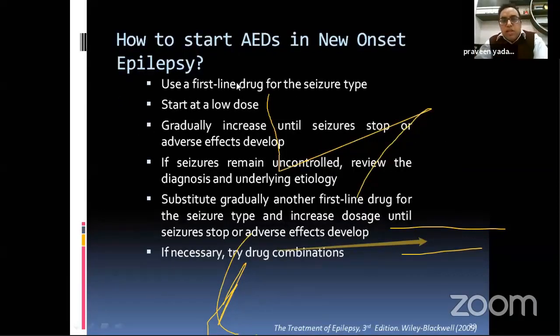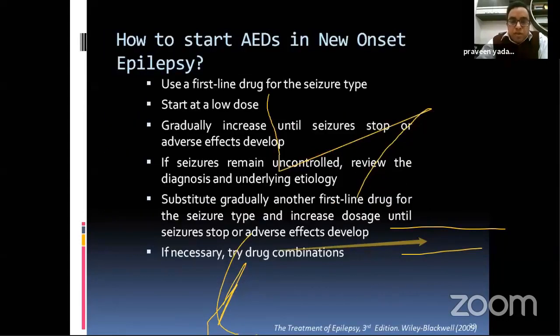So how to start the anti-epileptic agents in new onset epilepsy? Use the first line drug. So you find out whether it's a focal epilepsy or generalized epilepsy, and then start the first line agent. If you're not sure, start a broad spectrum agent. Start at the low dose, gradually increase until the seizure stops or adverse effect develops. If the seizure remains uncontrolled, review the diagnosis. Sometimes the diagnosis may not be correct. It may be a pseudo seizure which you are treating. So find out whether your diagnosis is correct, and look for the underlying etiology.